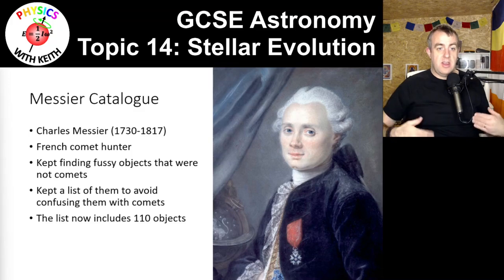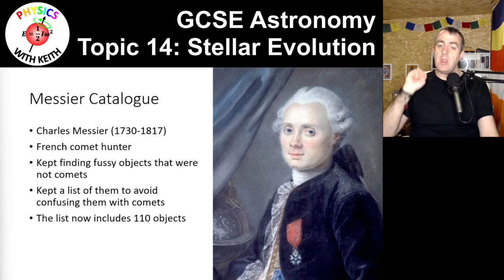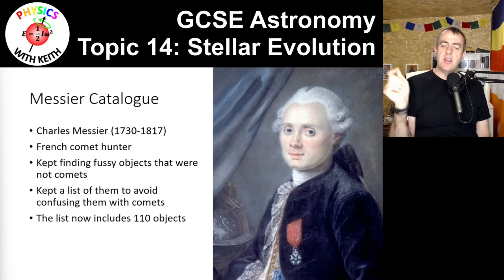Now, the catalogue started small, it grew, and then ended up including 110 objects. These objects were not planets because they did not appear to move relative to the background stars as planets do. But they weren't stars either, because they weren't single pinpricks of light. There was some blurriness to them, some uncertainty about the edges of them, perhaps.